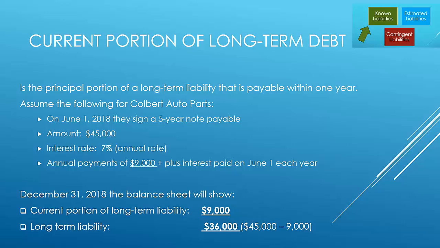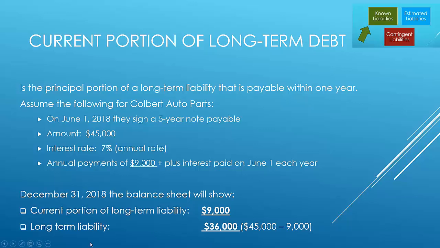Okay, so another kind of a known liability that's also a current liability would be the current portion of a long-term debt. So let's say I've taken out a 5-year note, and it's for $45,000. The interest rate is 7%. I owe $9,000 of that plus the interest every single year. So this is kind of similar to maybe a mortgage on your house, where you took out a big loan and then you pay on a monthly basis. In this case, it's slightly different. It's a note and they're only going to pay once a year, but you kind of get the idea.